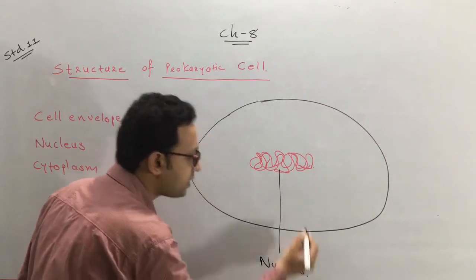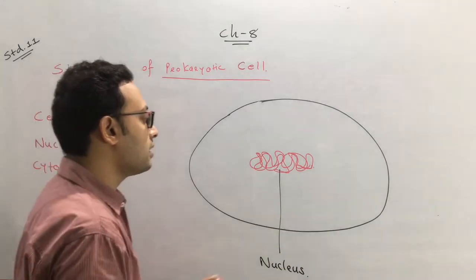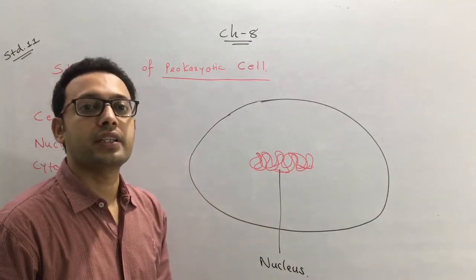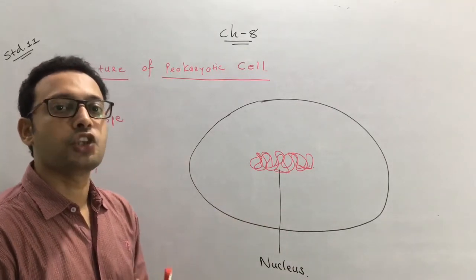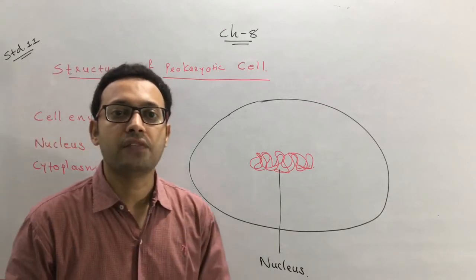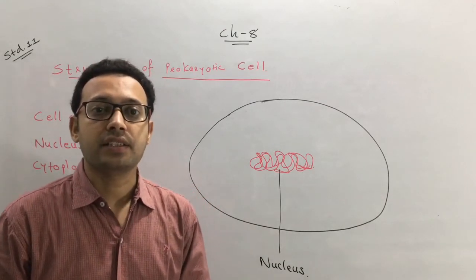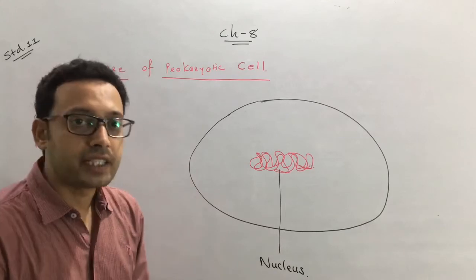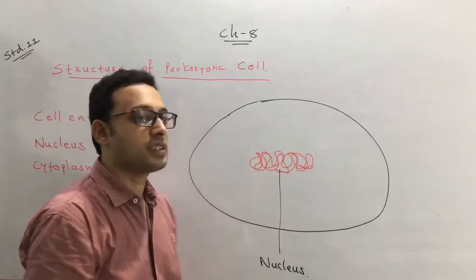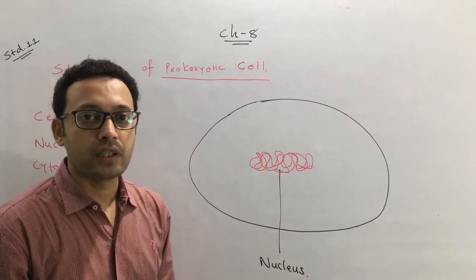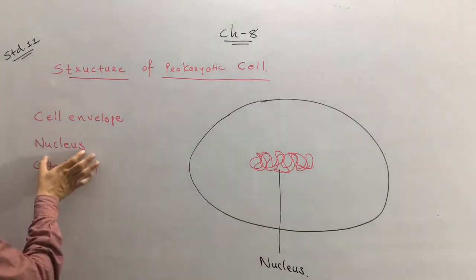And what does this nucleus contain? The nucleus contains genomic DNA. What does it contain? Genomic DNA. This genomic DNA is responsible for the genotypic characteristics of a bacteria. So that is about the nucleus.